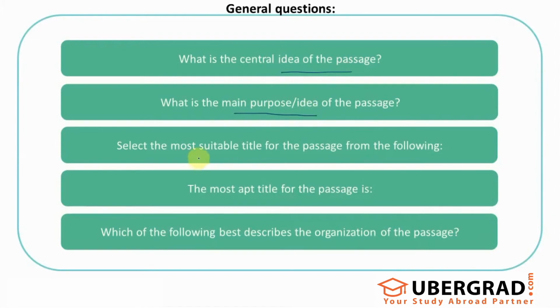The other way of asking pretty much the similar thing is selecting the most suitable title for the passage, or the most apt title for the passage is, right? So you look at the options and understand which of the titles would justify the topic being discussed by the author in the passage. The other type in the same category is, which of the following best describes the organization of the passage, right? The structure of the passage.